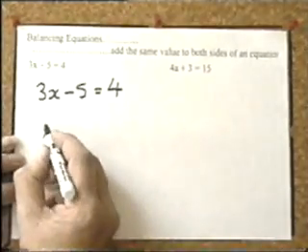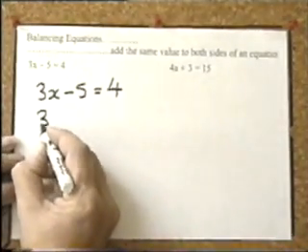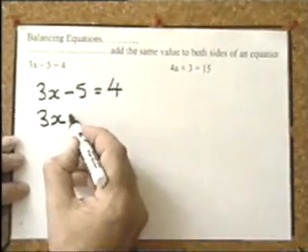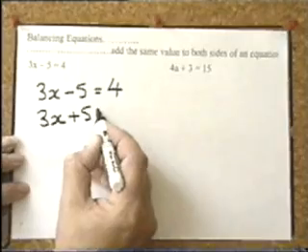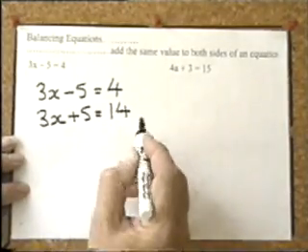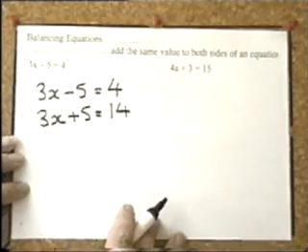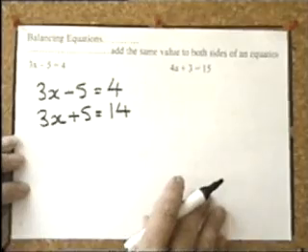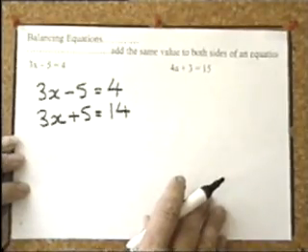If I add 10 to this side of the equation, that means adding 10 to the minus 5, that will give me plus 5. And if I add 10 to that side of the equation, it will give me 14. Adding 10 to both sides of the equation, this equation is still correct. Not terribly useful, but still correct.